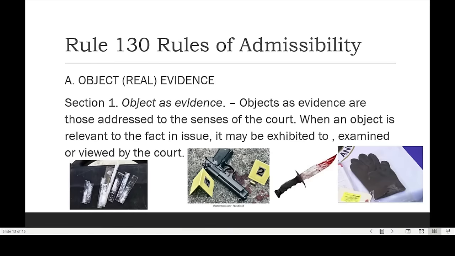Okay, so object or real evidence. Section 1, objects as evidence are those addressed to the senses of the court. When an object is relevant to the fact in issue, it may be exhibited to, examined, or viewed by the court. So examples of object or real evidence are those illegal drugs seized during a buy-bust operation, or murder weapons like a gun or a knife used to kill the victim.